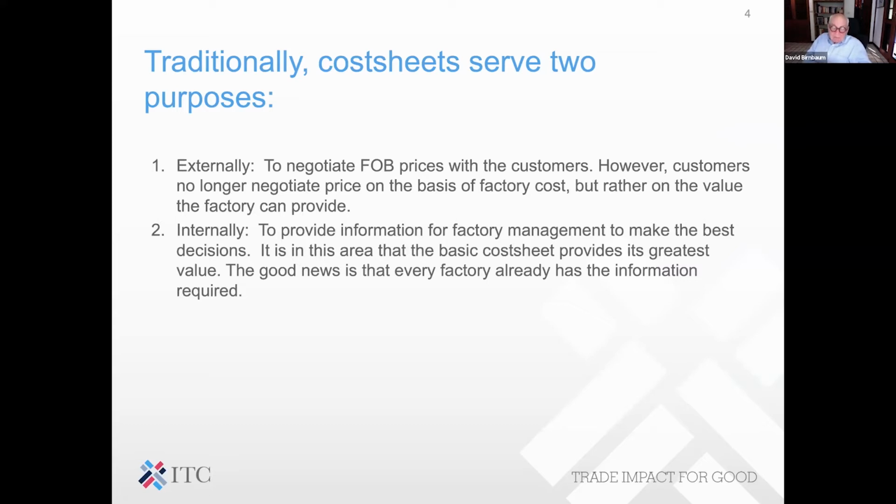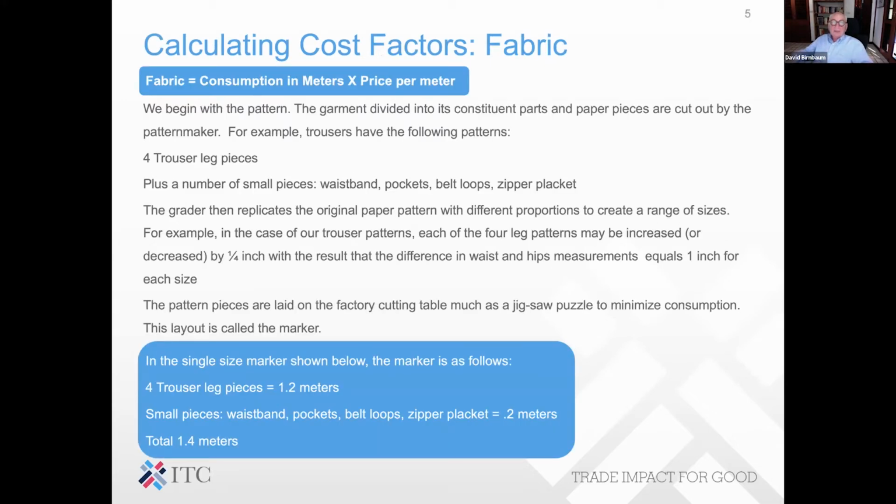Internally, it offers an opportunity. It offers an opportunity for the factory management to make some decisions. What is interesting about the value of the cost sheet is that the data that you have already exists in the factory. You don't have to search for it, you just have to put it in order. Okay, we're going to start looking at the basic cost factors. The first and most important is the fabric.